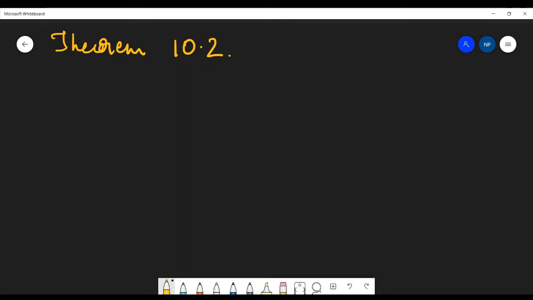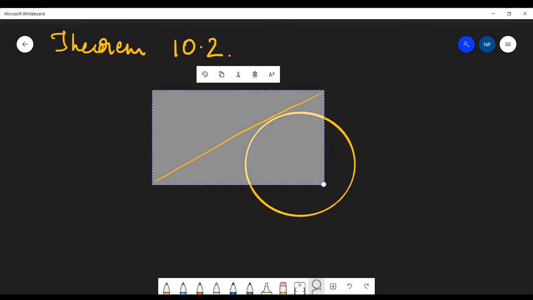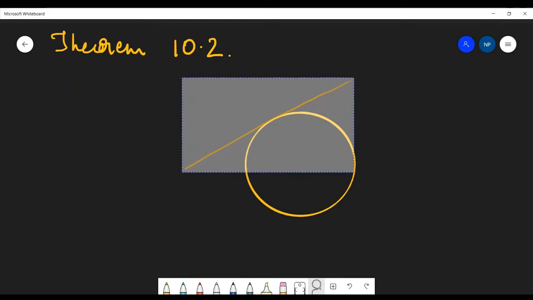Now, let us see whether the lengths of the tangents are equal or not. So first let us draw a diagram. This is a circle, alright. From here, I am drawing two tangents here.